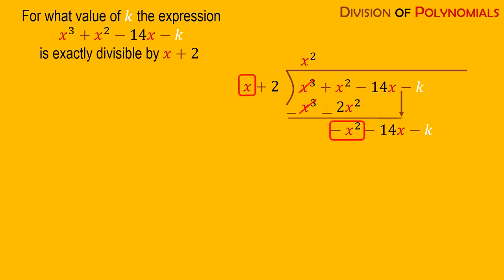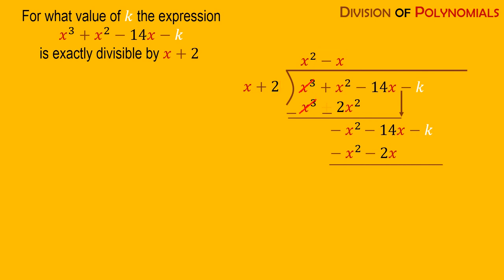Now again repeating with the first step, negative x squared divided by x, you will get negative x. Now multiplying negative x with positive x, you will get negative x squared, and multiplying negative x with positive 2, you will get negative 2x. You better know how polynomials are multiplied. If you don't, you should watch the video on that, which is given in the description below.